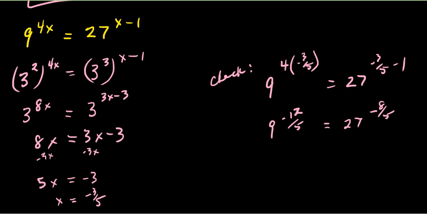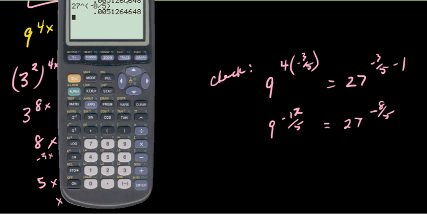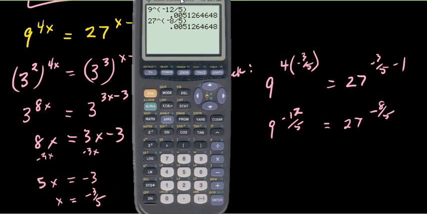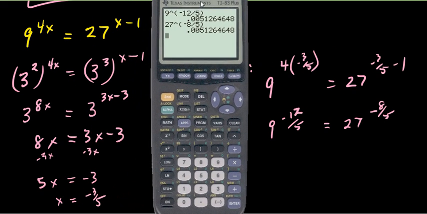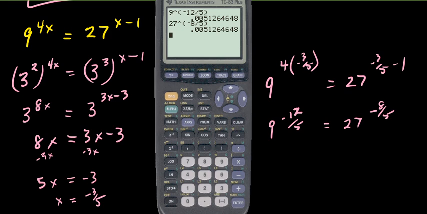Yes? No? Yes? So if we do a check here, right, you plug negative 3 over 5 in there, and you get these two right here. Plug it into your calculator. Like that, you should end up with the same number if you've done it correctly. So there's your check as well. Questions?